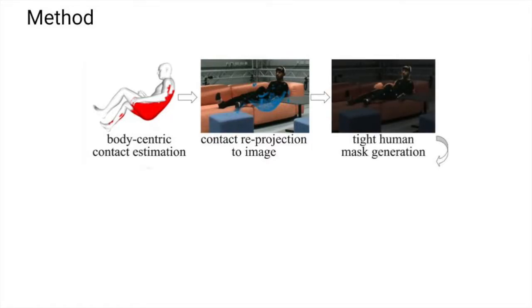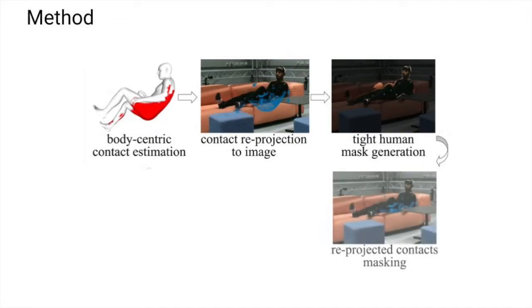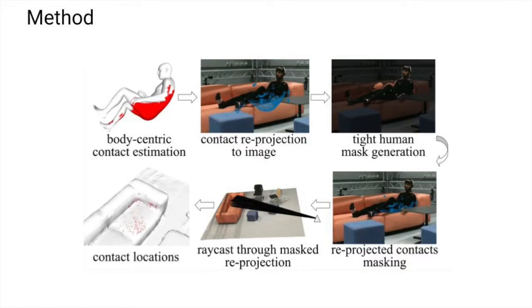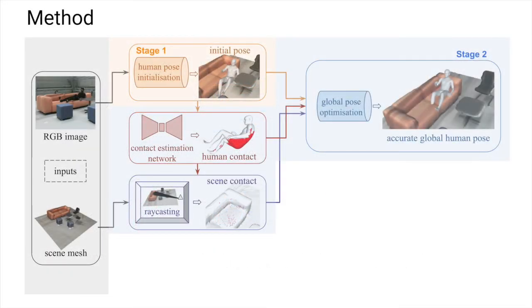We then apply a segmentation algorithm to generate tight human masks on the image. The mask is used to mask out the contact reprojections that are occluded by scene objects. Next, we generate rays from the camera position through the filtered reprojections and let the rays hit the scene mesh. Due to the complexity of scene geometry, each ray may have more than one hit. In the case of unoccluded reprojections, we can expect the first hit of each ray to be the desired contact point on the scene. We next register the human contact points to the scene contact points with an energy-based optimization and obtain accurate global 3D human poses.